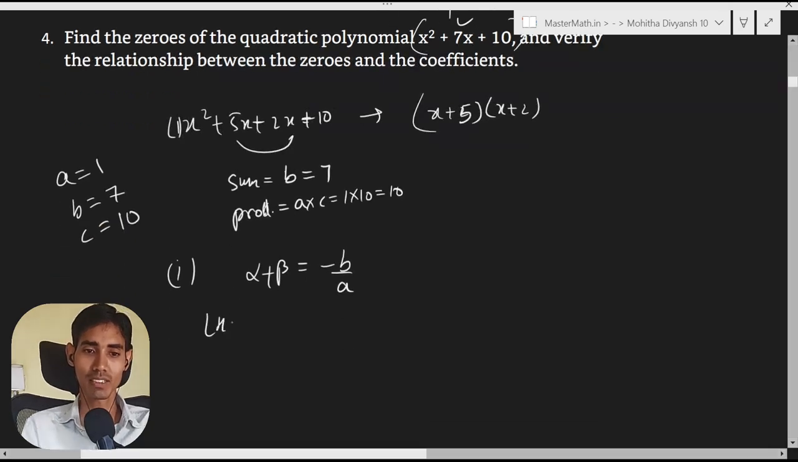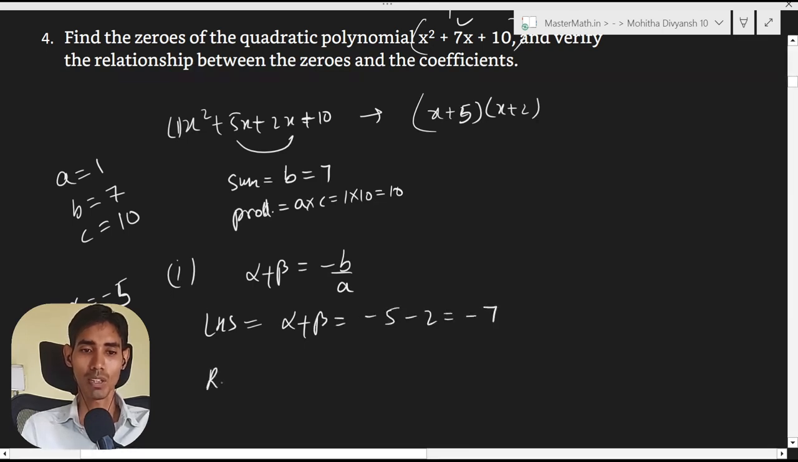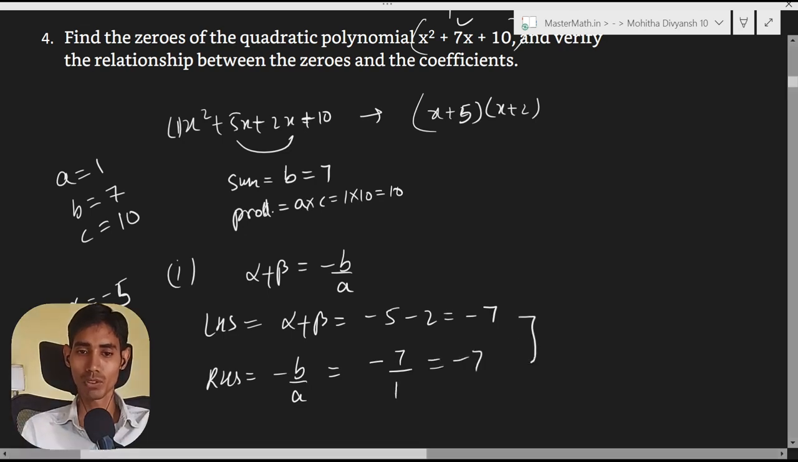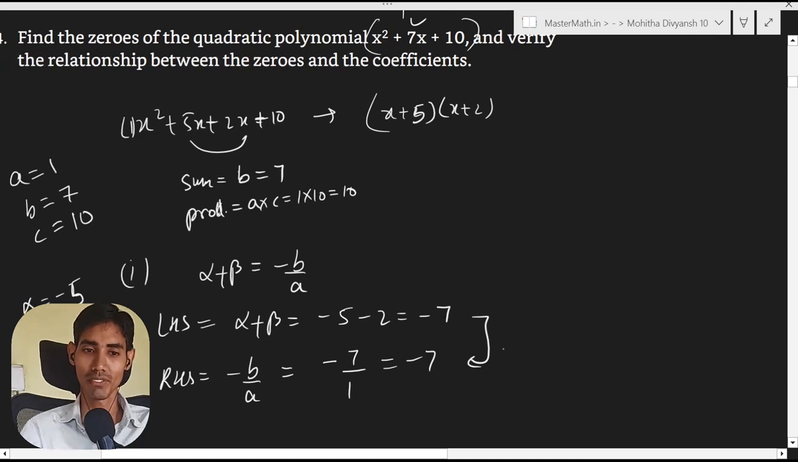So now let's start with the LHS. Alpha is minus 5. Beta is minus 2. So LHS is alpha plus beta, the sum. So what is alpha plus beta? Minus 5 minus 2, which is minus 7. Now let's take the RHS, which is minus b by a, which is minus of 7 by positive 1, which is minus 7. So this is verified. The first identity is verified. Yes, sir.